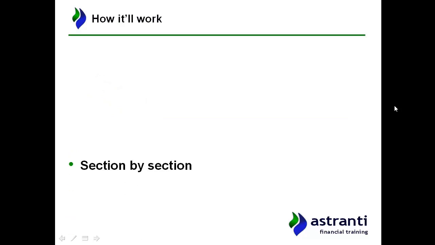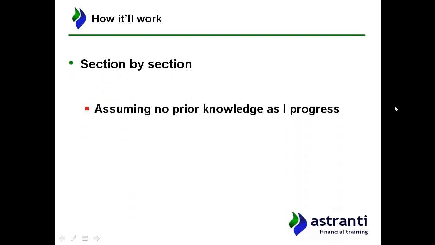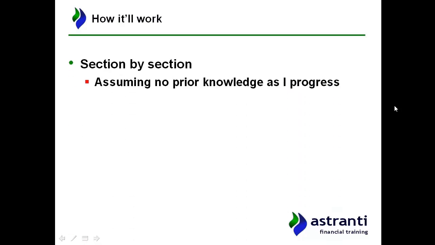So how is it going to work? We'll go section by section. We'll assume that there's no knowledge as I progress, by which I mean you haven't pre-read the pre-seen. We'll be going through it together as if it was our first reading. If you've already read it, great, but I will assume that you have not read further on at any given point.